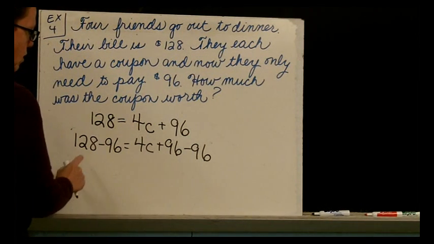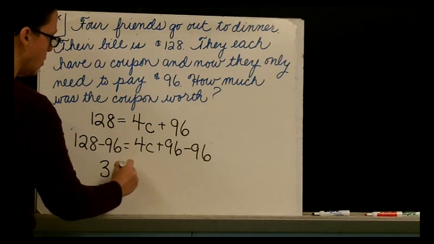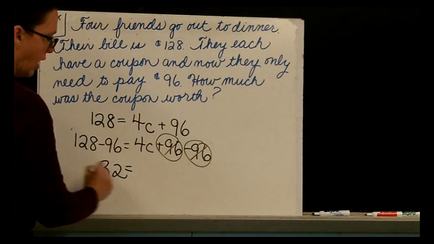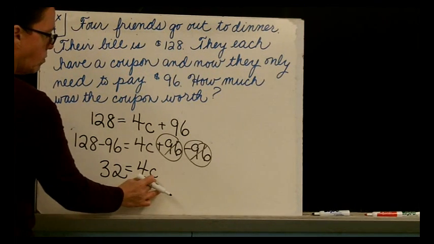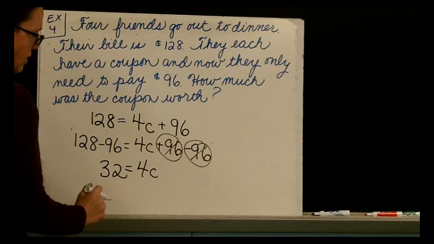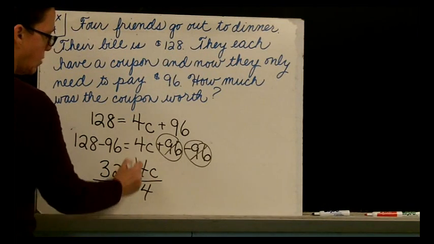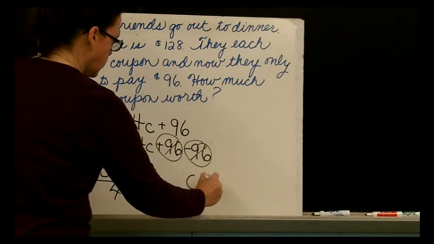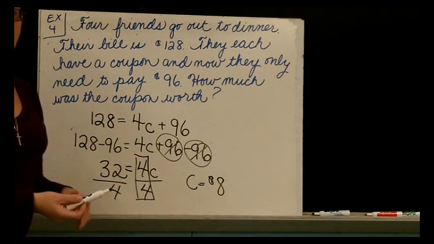Over here on this side, 128 minus 96 equals 32. Our positive and negative 96 zero each other out. We end up with 4c. Now, remember, inverse operations. The c is being multiplied by 4. The way to get rid of it is to divide both sides by 4. We end up with a coefficient of 1. And we learn that c equals $8. Each person had a coupon worth $8.